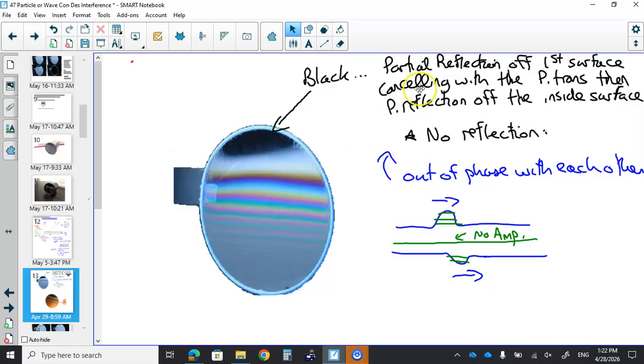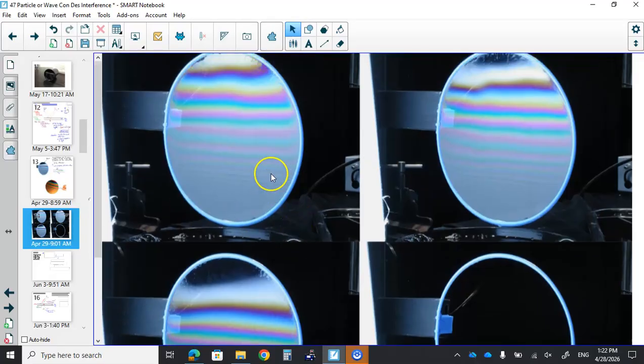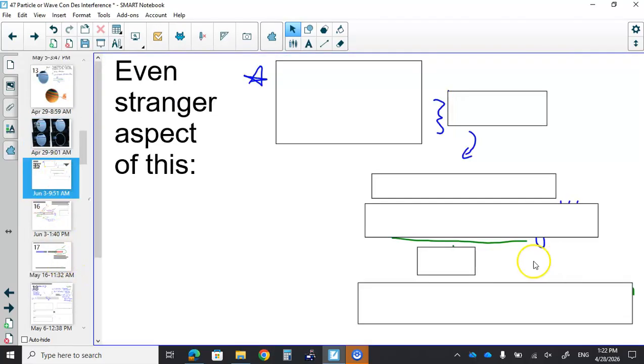So that black, again, is a partial reflection off the first surface, canceling with the partial transmission and then partial reflection off of the back side of the film. So it ends up with no reflection there. The idea is you've got an in phase and an out of phase, and then you're getting destructive interference. Here are more pictures of the kind of thing as it settles. The thin enough sections get big enough that you can see it, and eventually, apparently, the whole thing. I've never left it that long or had it last that long. The bubble typically pops at some point.